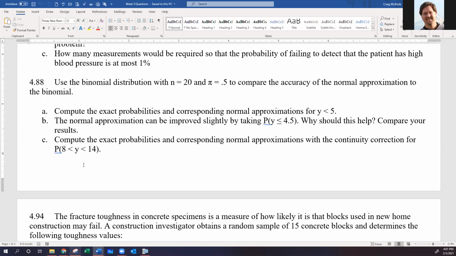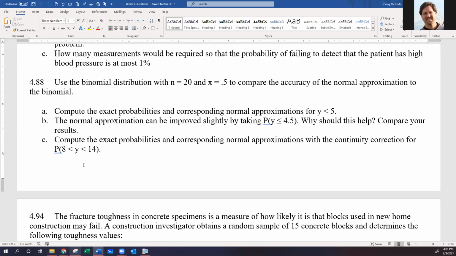So part A, you're supposed to compute the binomial distribution for less than 5. Then you do a normal approximation using the mean and standard deviation that you compute from the n and the pi up there, which is what they mean by their p, their probability of success. So of course your mean is going to be 10, and then your standard deviation is going to be the square root of 20 times a half, and go from there. So what's that? Square root of 5.